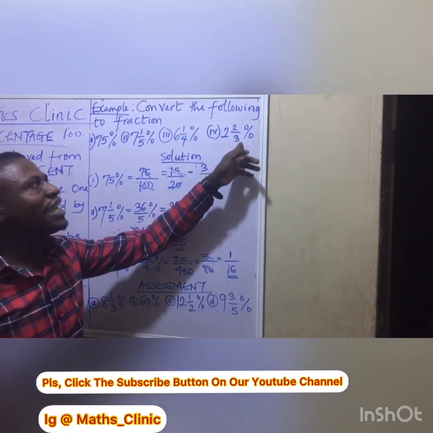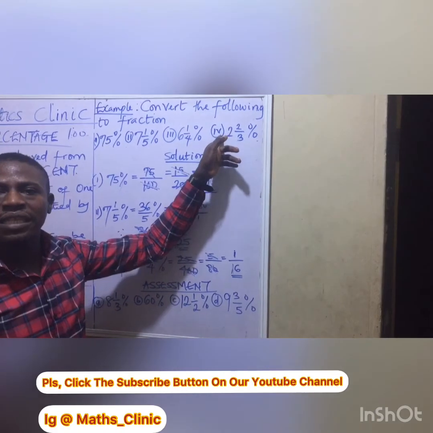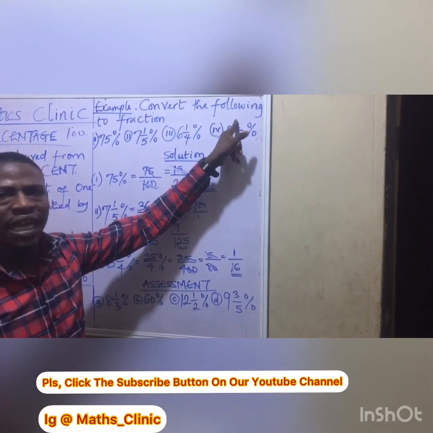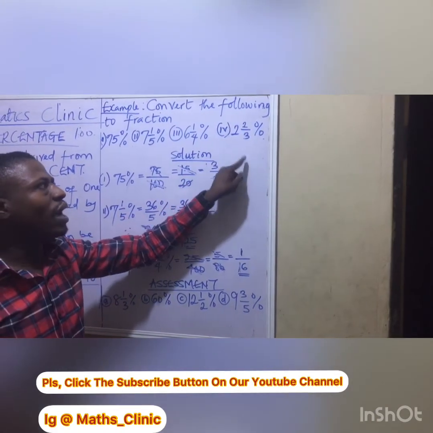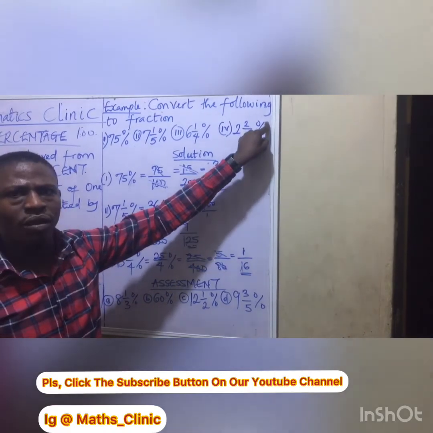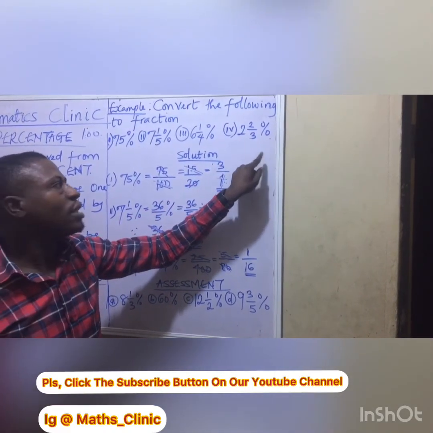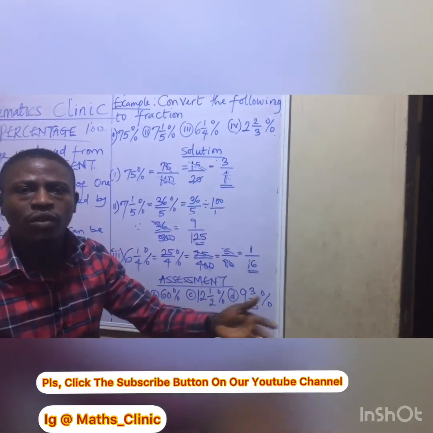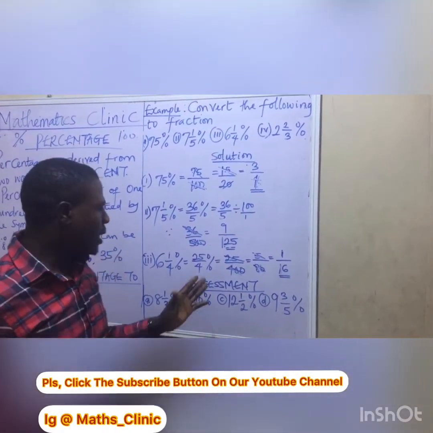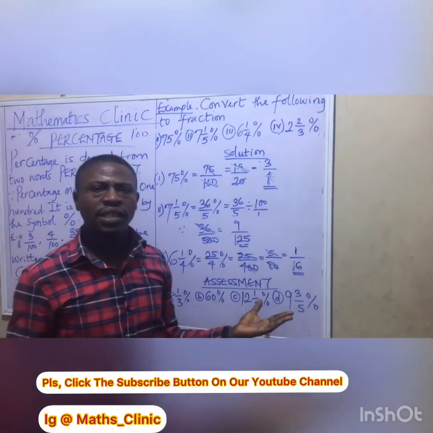So this fourth one too, that's the same thing we're going to do. You just say 3 times 2, that's 6, plus 2 at the top, that's 8. Then 8 over, then this 3 times percent is 100. 3 times 100, that will give you 300. That will be 8/300. Then you start cutting it.